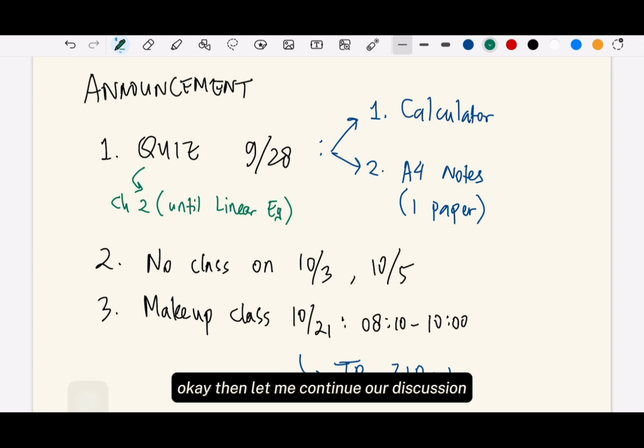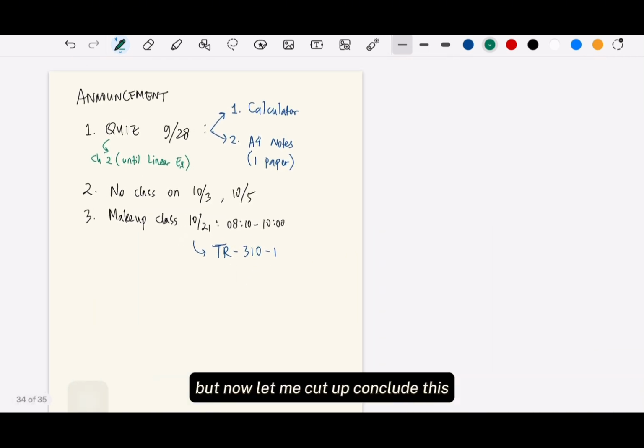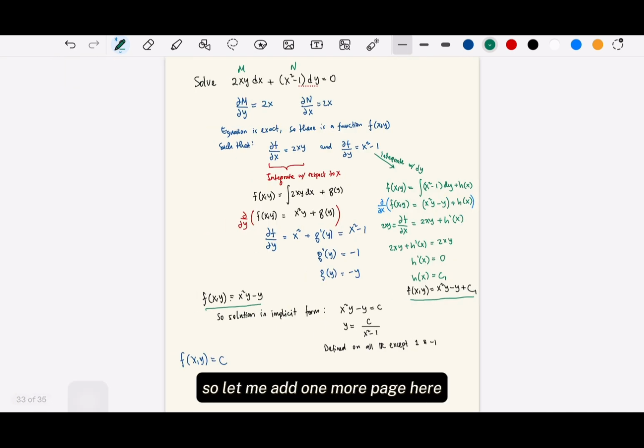Okay, then let me continue our discussion. I think last time we had some examples on exact equations. Let me continue a little bit, and then maybe in the last hour we can get more examples, especially more on the linear equation and the separable equation. But now let me conclude these exact equations. Okay, so let me add one more page here.